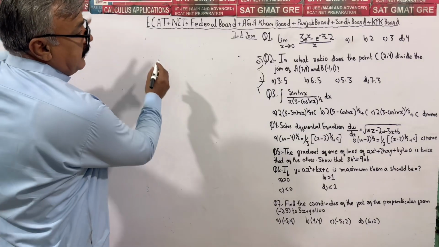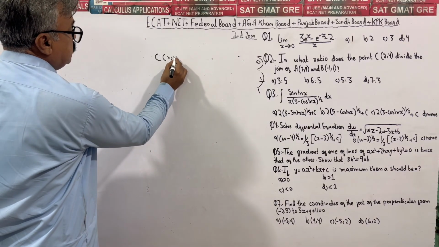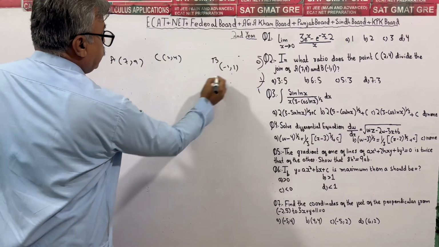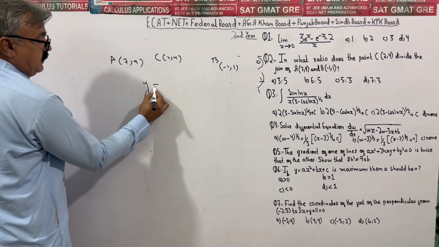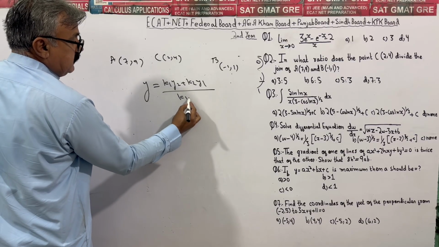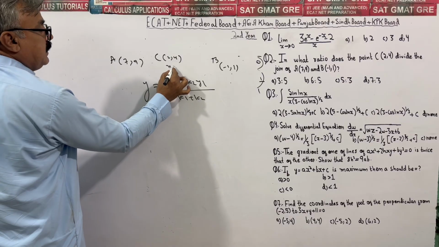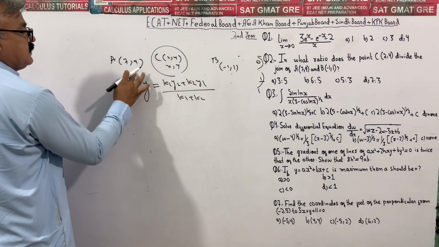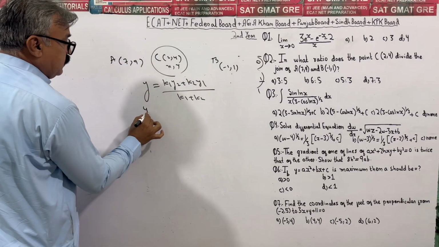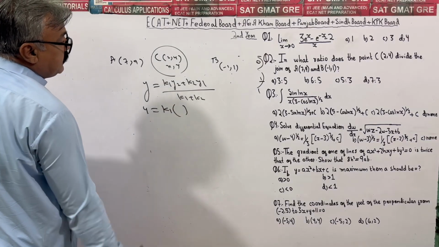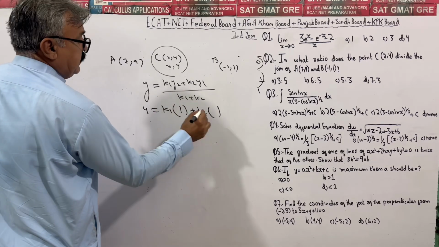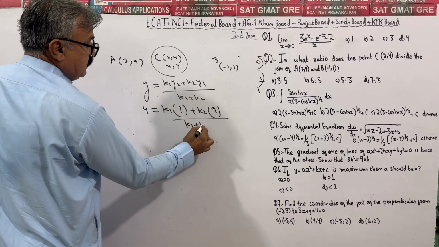Now taking y, the central point is (2, 4), A is (7, 9), B is (-1, 1). Taking the ordinates, y is equal to (k1 y2 + k2 y1) over (k1 + k2). This is our (x, y), no compromise on the dividing point. This is our (x1, y1), this is our (x2, y2). y is 4. What's y2? It is 1, times k1, plus k2 times y1, which is 9, over k1 plus k2.